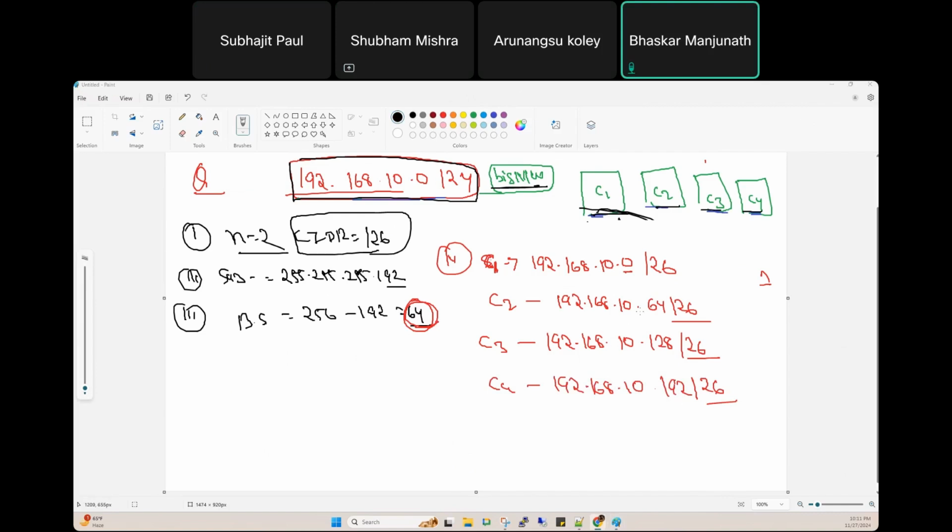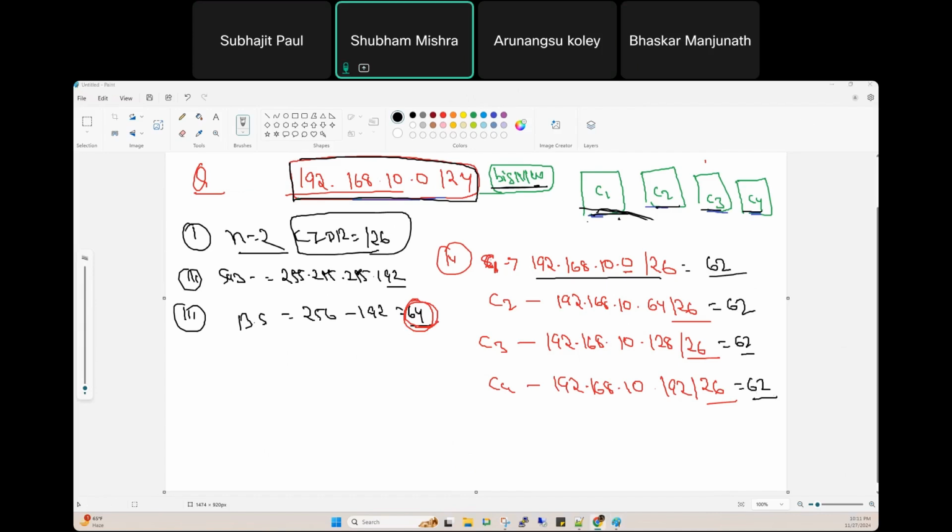And for client number 1, what is the range? Not the range, just tell me one thing: how many usable IP addresses are here? 62. Agree? Here, how many? 62. Here again, 62. Again here, 62. Is this clear to all of you? Anyone who doesn't understand?